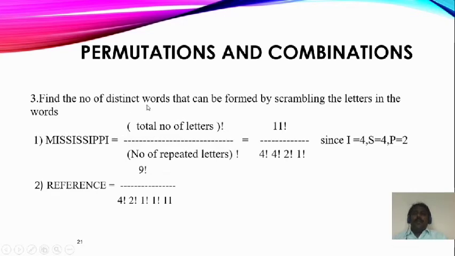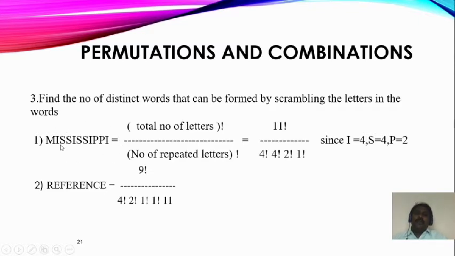Now, find the number of distinct words that can be formed by scrambling the letters in the word. Now he has given scrambled words. He has asked the permutation, distinct words. Find the number of distinct words. How many distinct words can we form by using the letters? Now he has given the word Mississippi. So he has given the letters like this.